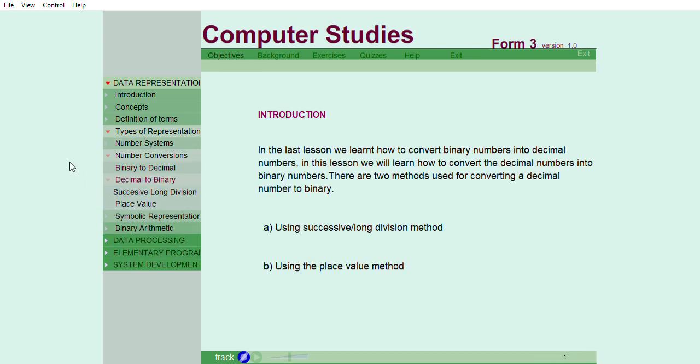Introduction. In the last lesson, we learned how to convert binary numbers into decimal numbers, and in this lesson, we will learn how to convert decimal numbers into binary numbers. There are two methods used for converting a decimal number to binary. The first method is the successive or long division method. The second method is using the place value method.